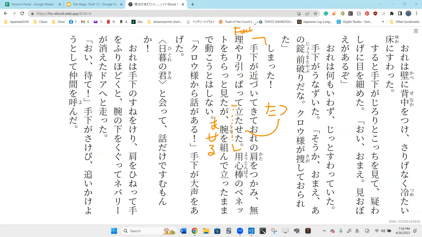Muriyari, right? And then the next verb is read as ippatte. Ippatte tatsu. That's the verb for pull. And he forces me up, causes me to be up. So, in a forceful way.